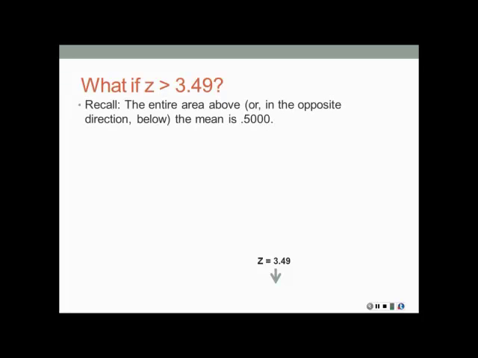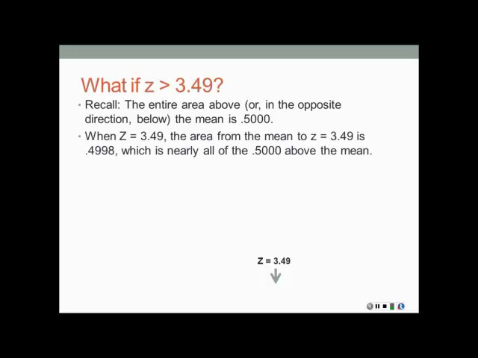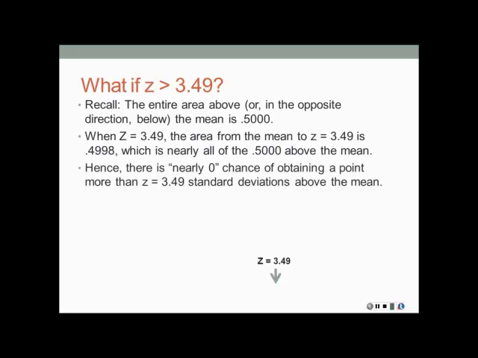Recall, the entire area above the mean is 0.5, and so when z is 3.49, the area from the mean to this point is 0.4998, which is nearly all of that 0.5. Hence, there's almost no chance of obtaining a point more than 3.4 standard deviations above the mean. You can see that here. We get to 3.4 standard deviations above.